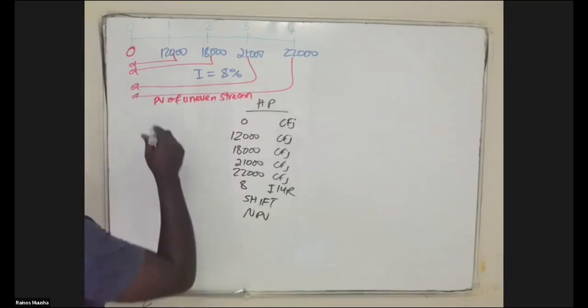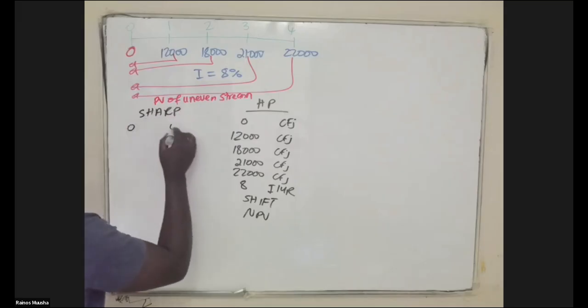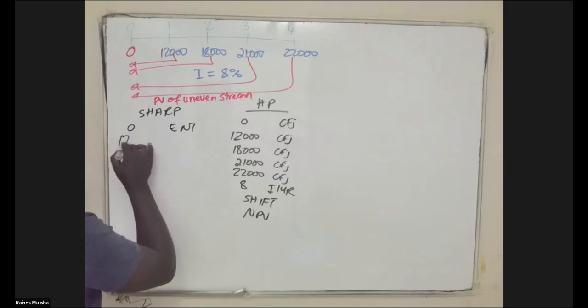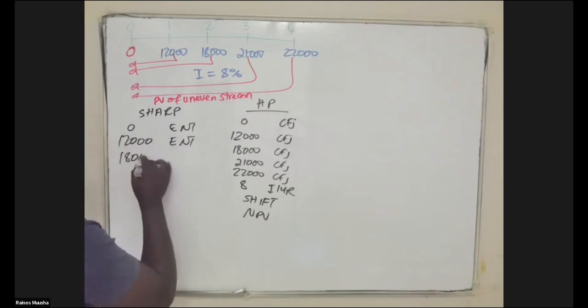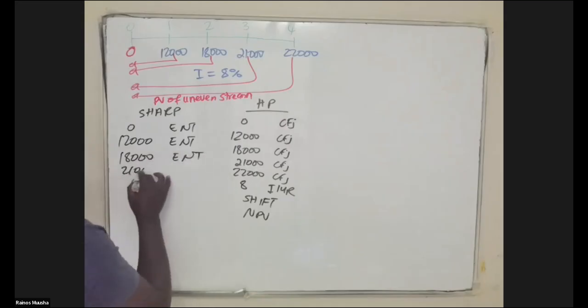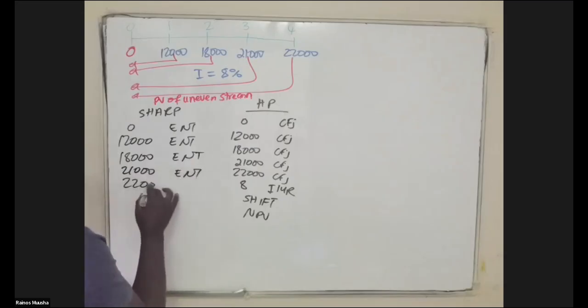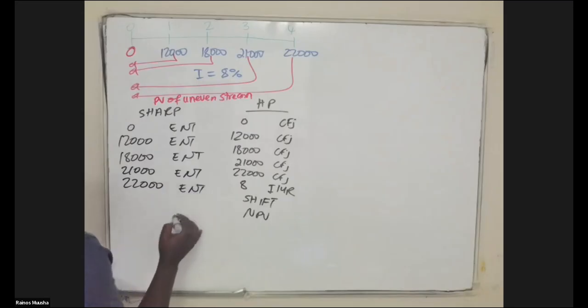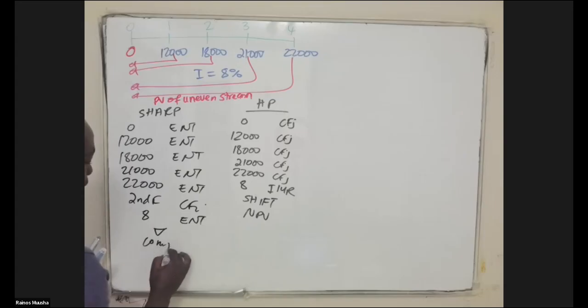If you're using the Sharp calculator, you're going to say 0, you press enter. 12,000, you press enter. 18,000, you press enter. 21,000, you press enter. 22,000, you press enter. Then second function, CFI, 8, you press enter. You scroll down, and then you compute.